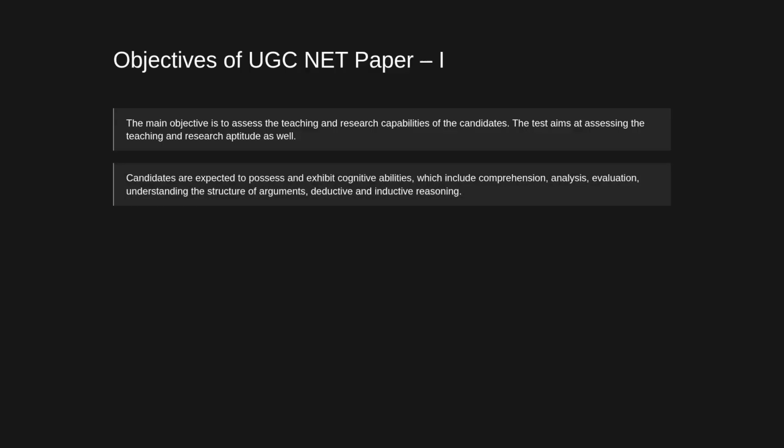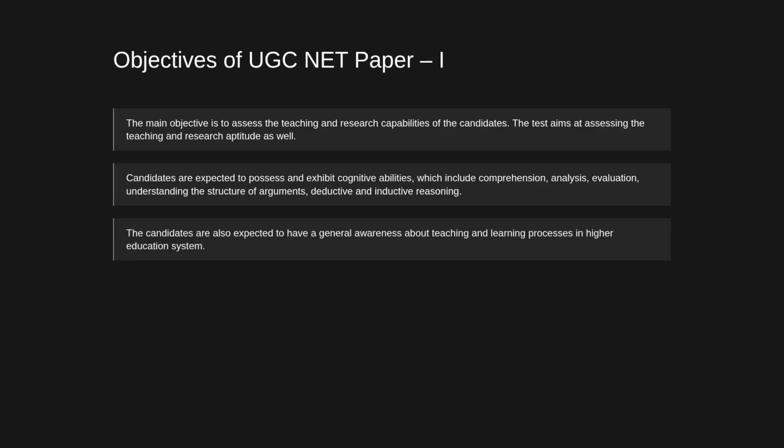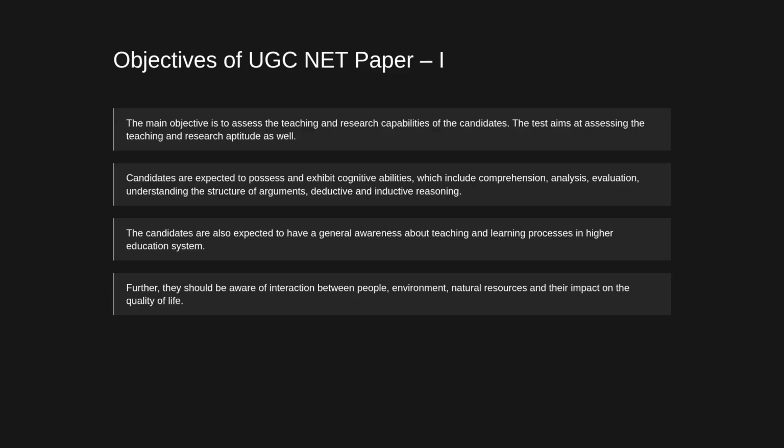Candidates are expected to possess and exhibit cognitive abilities which include comprehension, analysis, evaluation, understanding the structure of arguments, deductive and inductive reasoning. The candidates are also expected to have a general awareness about teaching and learning processes in higher education system. They should be aware of interaction between people, environment, natural resources and their impact on the quality of life. Paper 1 units. There are 10 units.